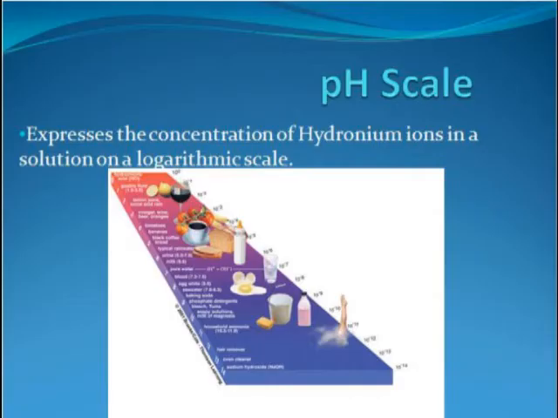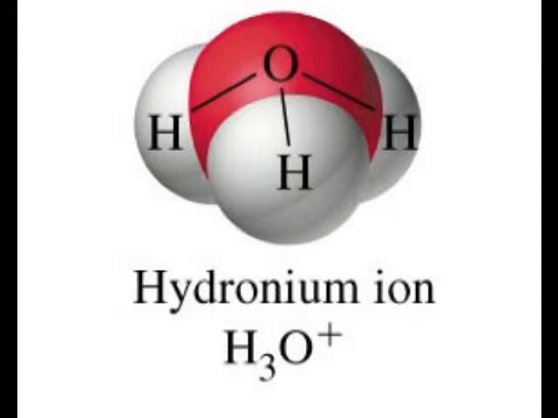A pH scale is often used to measure the concentration of hydronium ions in a solution on a logarithmic scale from 0 to 14. This is a pH scale with many common acids and bases plotted on it. This hydronium ion is what determines the pH of a solution. Because the pH scale is logarithmic, a solution with pH 8 would be 100 times more basic than a solution with pH 6.